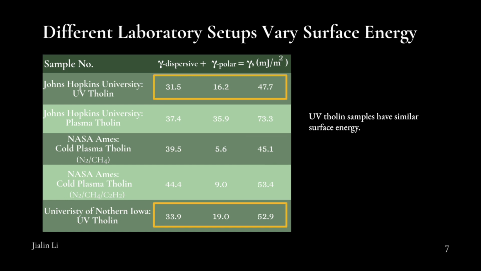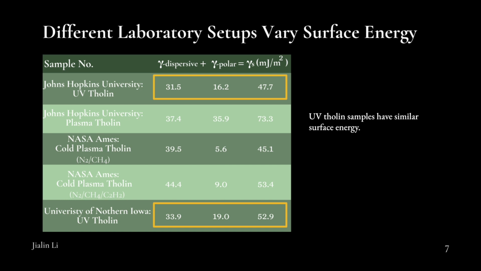Our sample from the University of Northern Iowa has a similar surface energy to the UV Tholin from the Johns Hopkins University sample. Even their dispersive and polar components are similar as well. This can be due to having a common energy source, the UV lamp. Even though the University of Northern Iowa sample has a longer gas exposure time, higher reacting pressure, and temperature than the Johns Hopkins University sample, both were created under a UV lamp, so both of them can't dissociate nitrogen, therefore yielding a similar product.